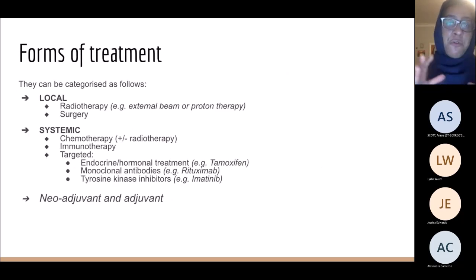Now, in terms of the different forms of treatment, I'm sure you've heard of some of these before. You can categorize it into local or systemic forms of treatment. So you obviously have your radiotherapy, the most popular being external beam therapy. Radiotherapy can be used for curative as well as for palliative purposes. And of course, you have surgery, which tends to be more localized to the particular area where the cancer is. Things that work more systemically in principle are things like chemotherapy.